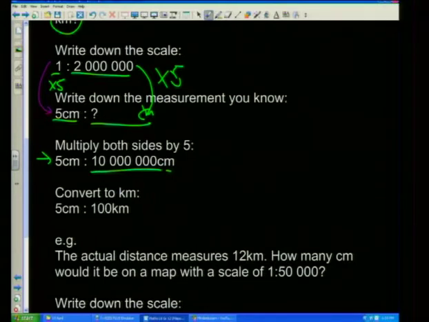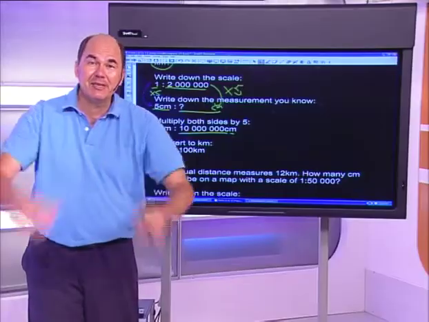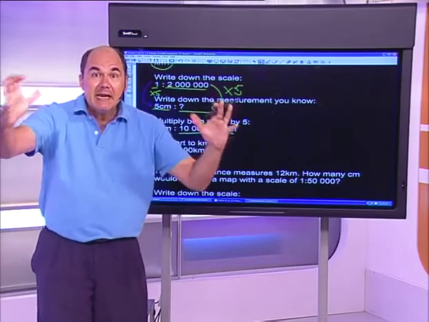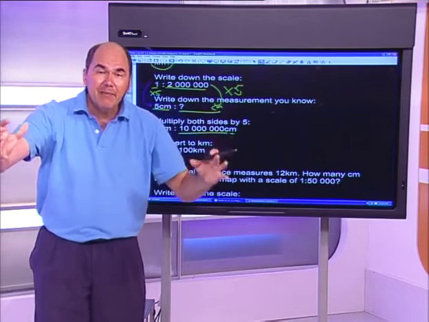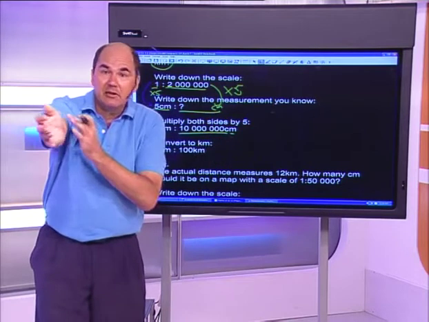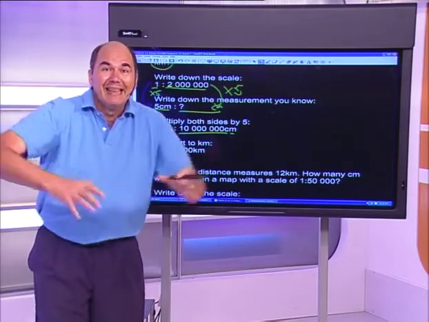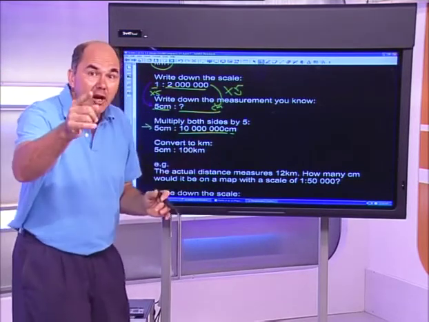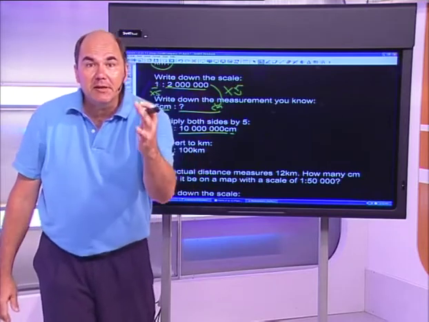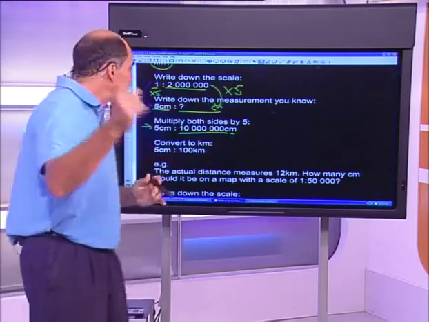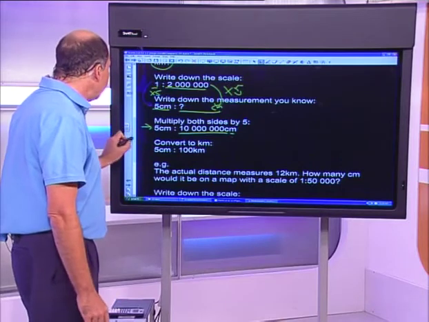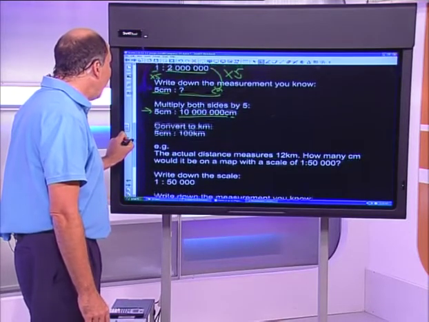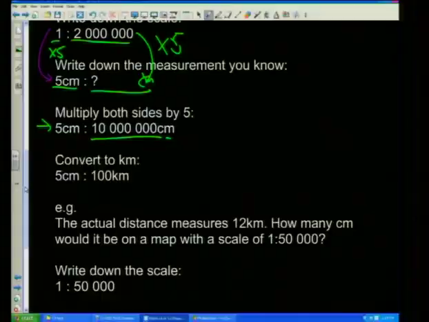Now, how are we doing there? You got it? 10 million centimeters. Do we go and measure 10 million centimeters? Think about it. How big is that? That's not just the length of my arm. That's a huge distance. We want to convert that, because the question asked us to convert it into kilometers. So how are we going to convert from centimeters into kilometers? We need to make sure that we do that and recognize this by saying that 5 centimeters convert to kilometers.